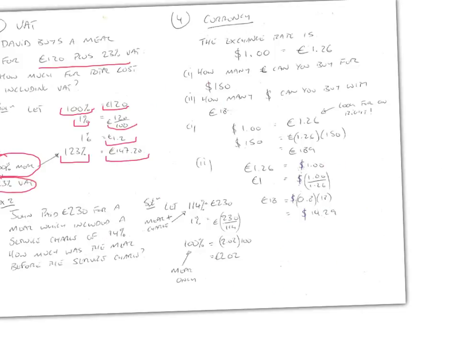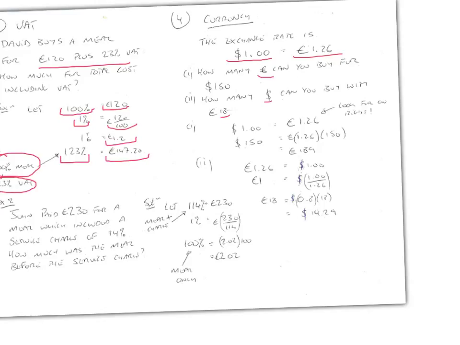Finally, a currency problem where we use the unitary method. Given that the exchange rate today is $1 equals €1.26, how many euros can you buy for $150? How many dollars can you buy with 18 euros?